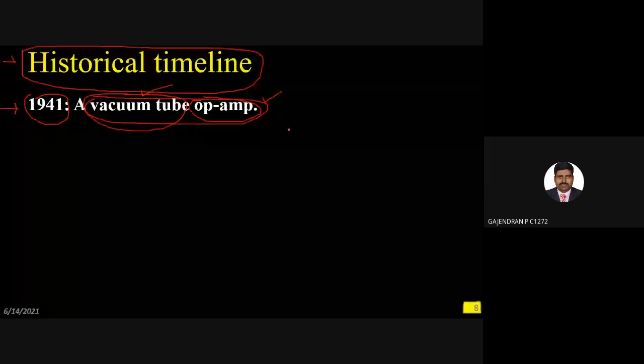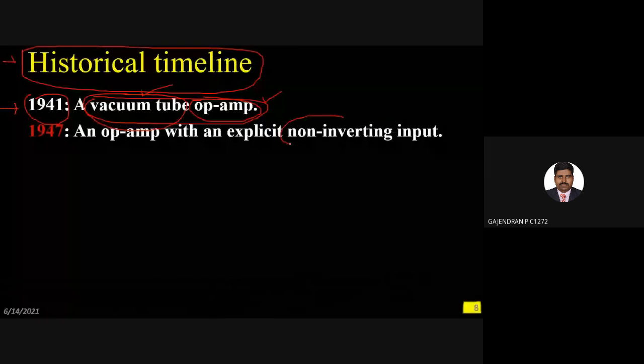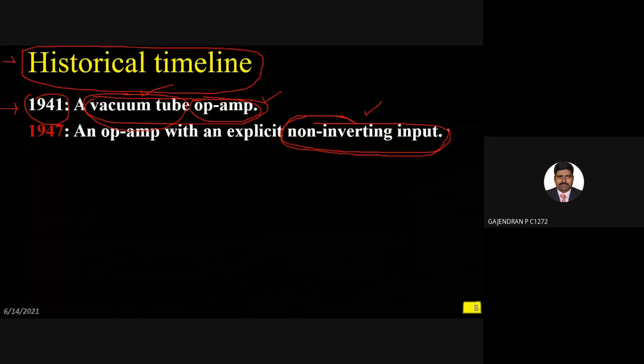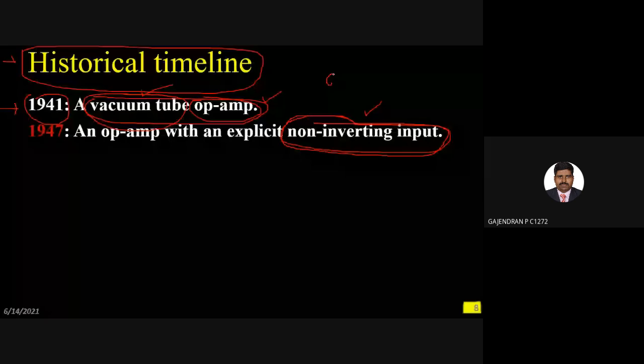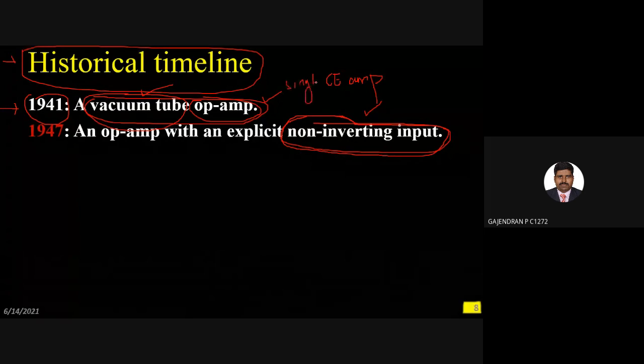Later, in 1947, a non-inverting input op-amp was invented. So we had only one input, the non-inverting input. What is the meaning of non-inverting? We have seen the non-inverting amplifier, isn't it? What is an inverting amplifier and a non-inverting amplifier? What about a single stage CE amplifier? Is it an inverting amplifier or a non-inverting amplifier?